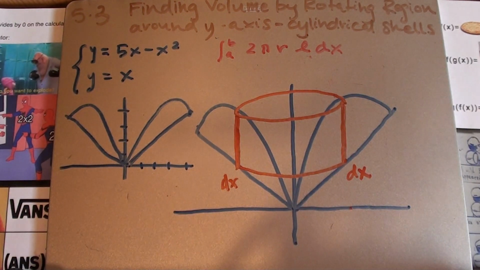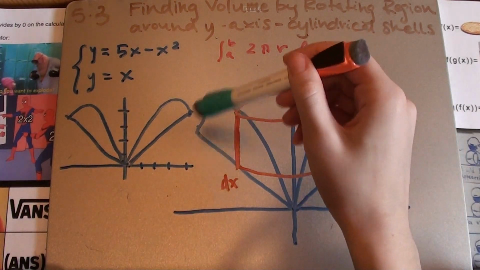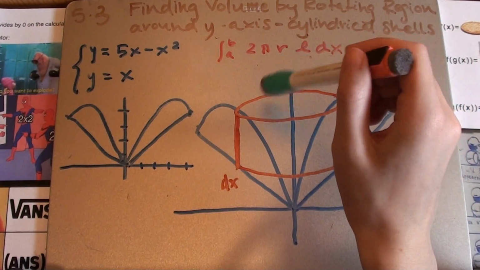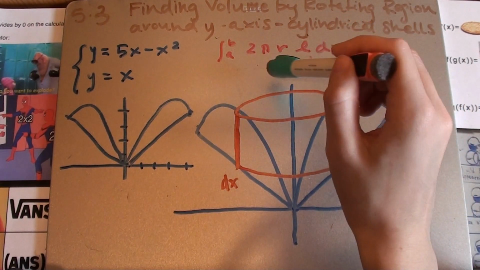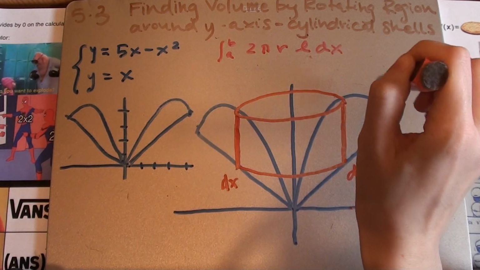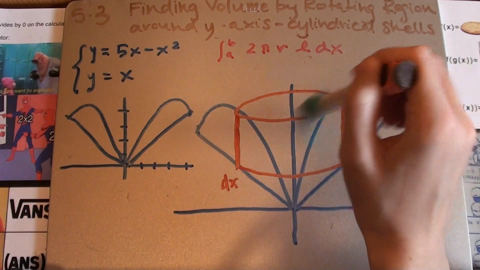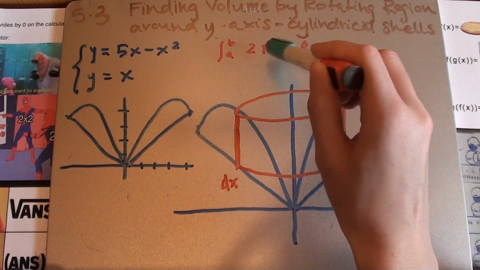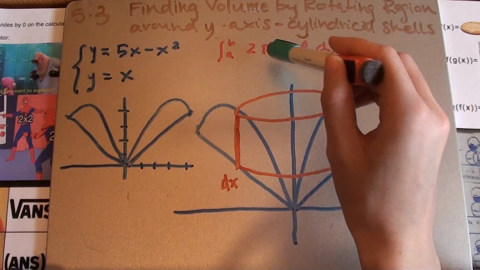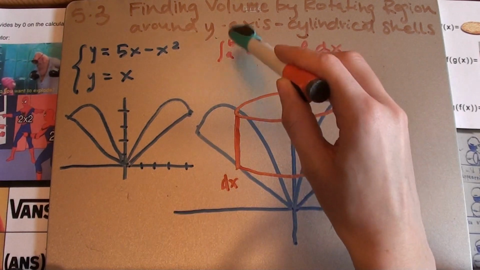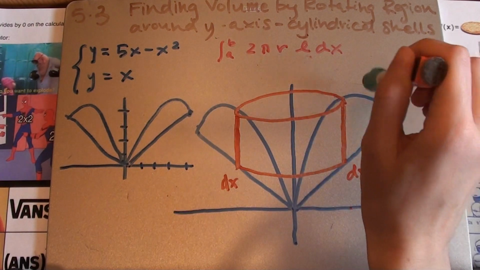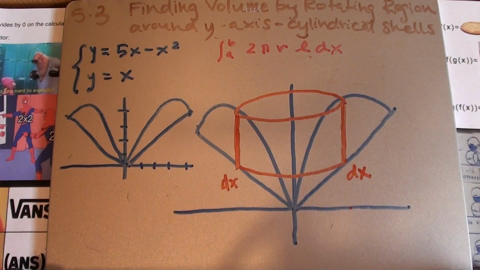So now that we have our cylinder within our figure, there's going to be infinitely small cylinders within our shape here. So we have to figure out the radius and the length of our cylinder, plug it into our equation, and within our bounds we can then find the volume of the entire shape using all of these infinitely many cylinders within our shape.